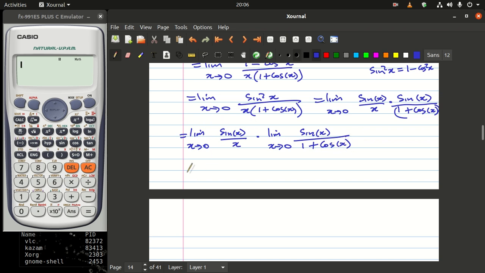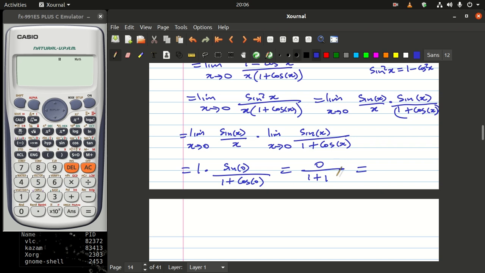This one I already know is 1. Now to find this limit, I plug it in. I get sine of 0 divided by 1 plus cosine of 0. 1 times anything is that anything. Sine of 0 is 0, I know. 1 plus cosine of 0 is 1.